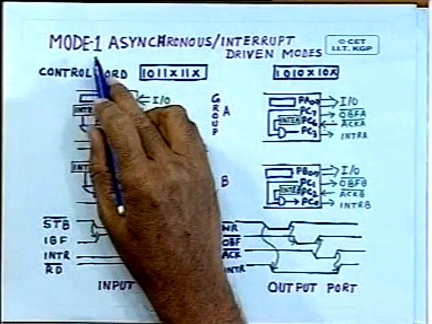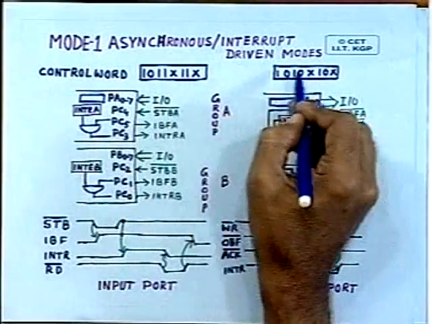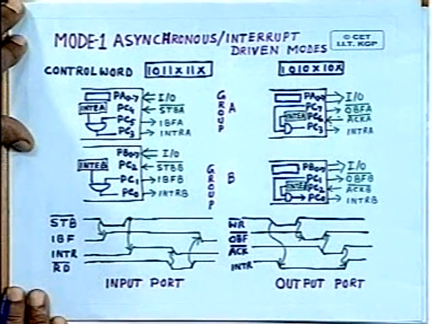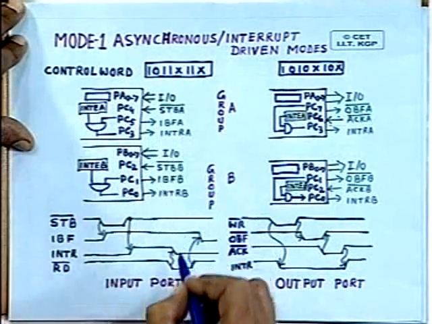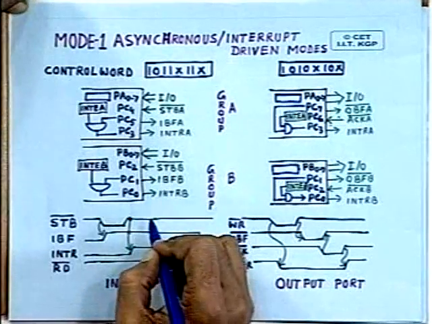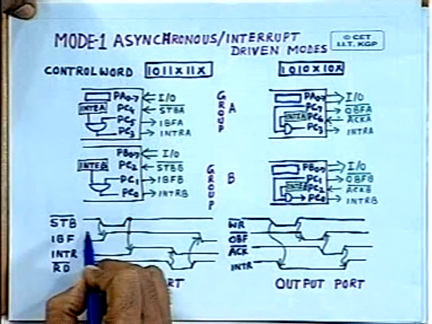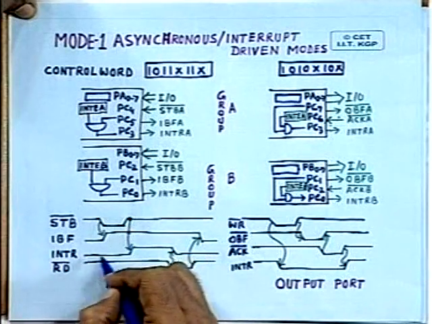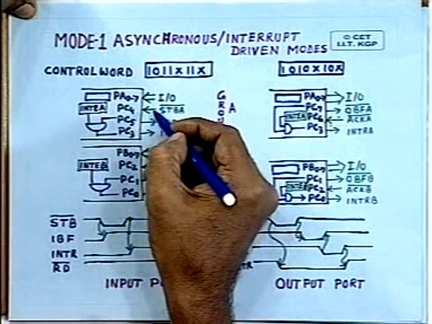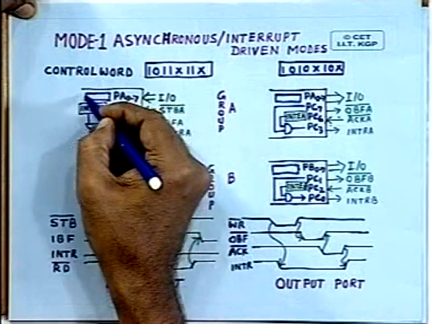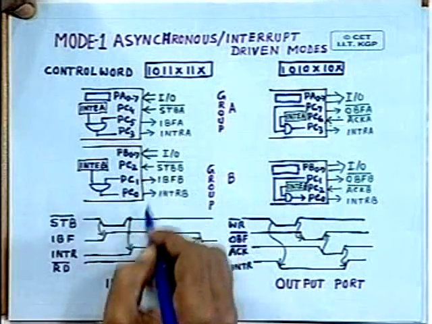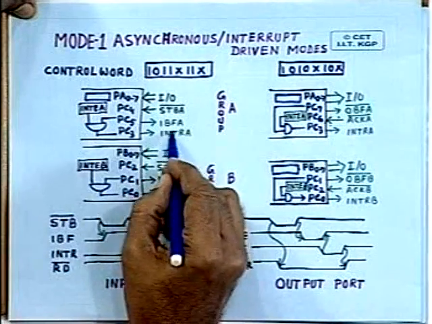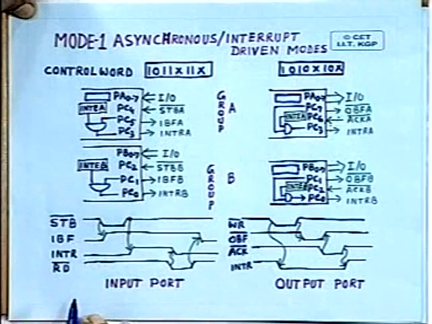And as I said, mode 1 can be used in interrupt driven mode as well. Let's see how it works in interrupt driven mode, in input port as well as at output port. In input port, it works in this way. Whenever the data is strobed, as you can see here, the interrupt line goes high. That means whenever the IO device latches some data into this register, the INTRA interrupt line goes high. This is connected to one of the interrupt lines of the microprocessor.